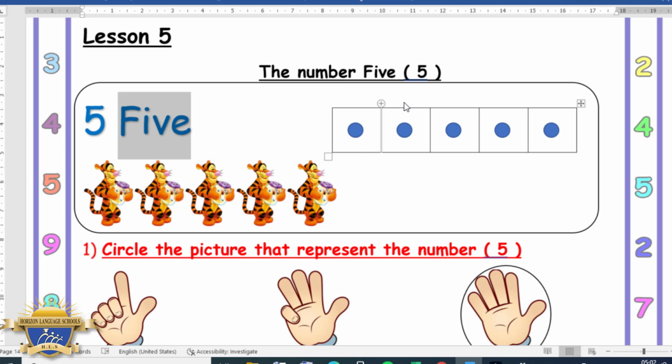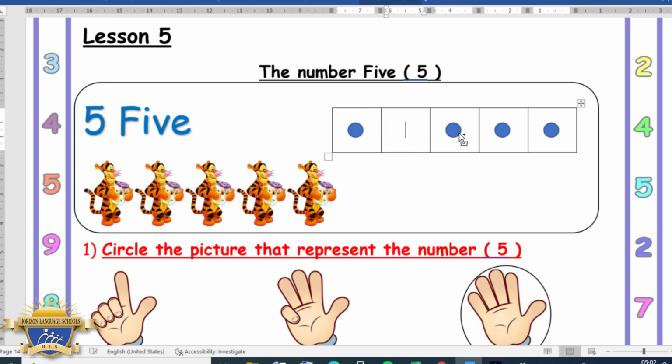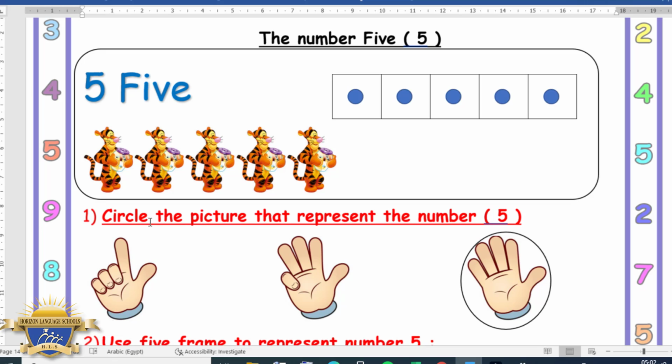We can also use the 5 frame which we talked about before to represent 5. Let's count 1, 2, 3, 4, and 5. Circle the pictures that represent the number 5. We all know that one hand has 5 fingers. So this must be the picture that represents the number 5.